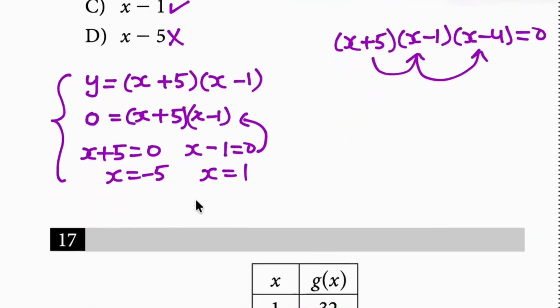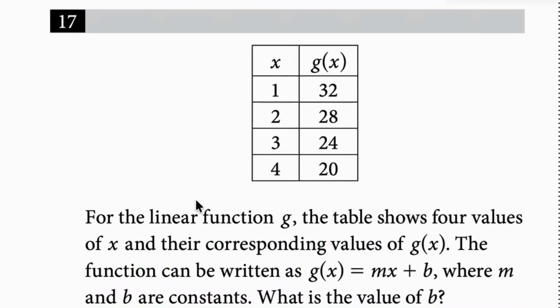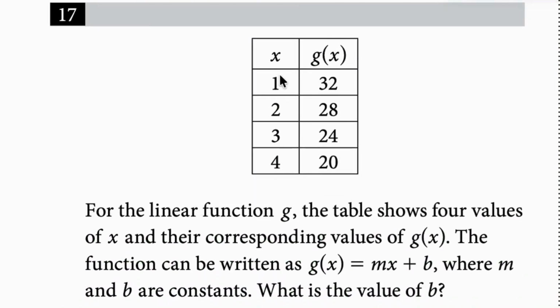So be careful. Okay. Question number 17. A table of x and g(x) is given. For the linear function g, the table shows 4 values of x and their corresponding values of g(x). The function can be written as g(x) = mx + b, where m and b are constants. What is the value of b? Again, a wonderful question.